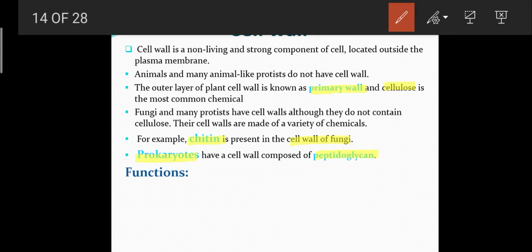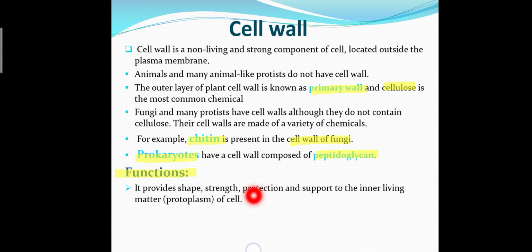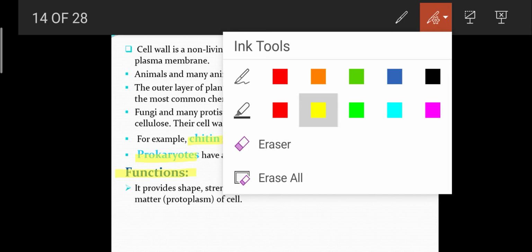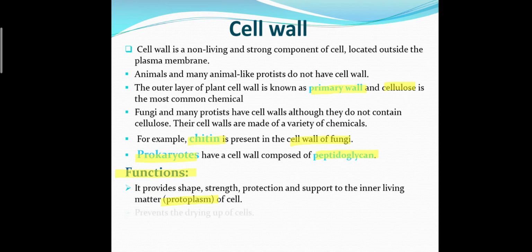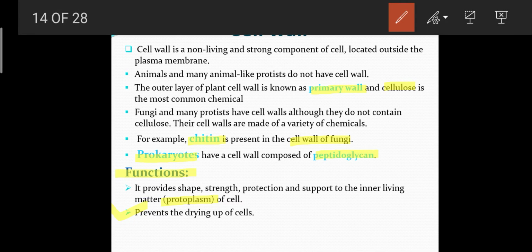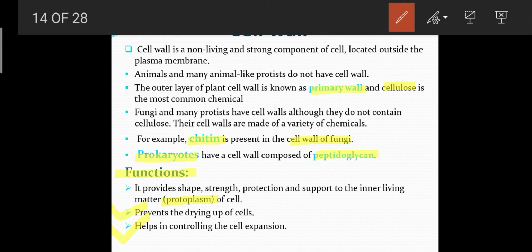If we talk about the functions of a cell wall, then the cell wall provides shape, strength, protection and support to the inner living matter, which is known as the protoplasm of the cell. So protoplasm is the inner living matter of the cell. The cell wall also prevents the drying up of the cells, and it also helps in controlling cell expansion.